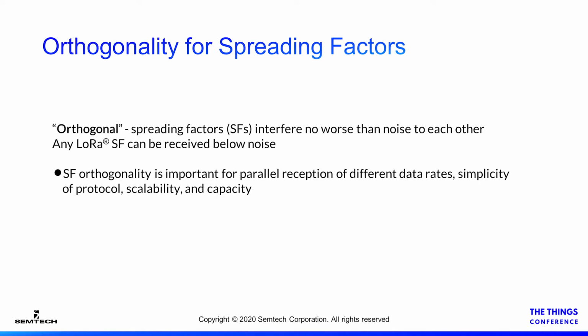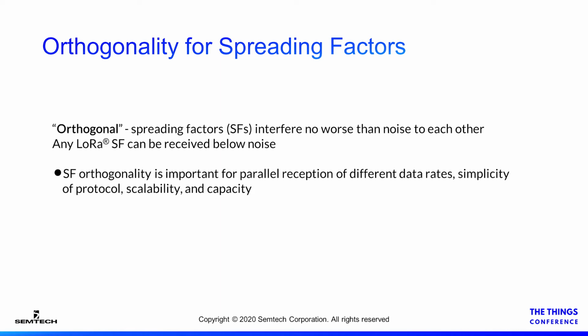So probably you know that spreading factors, which are the different data rates the LoRa modulation in LoRaWAN can use, are supposed to be orthogonal. Orthogonal, the definition of that is that they interfere with each other no more than noise.